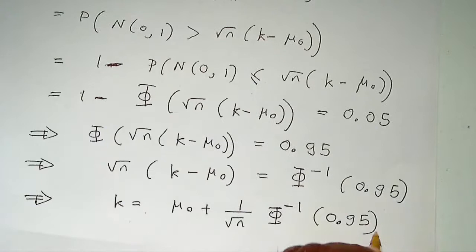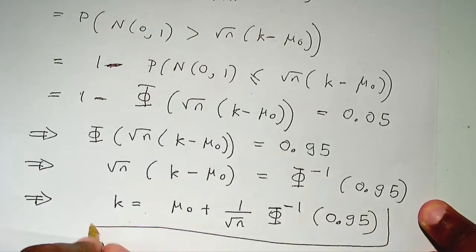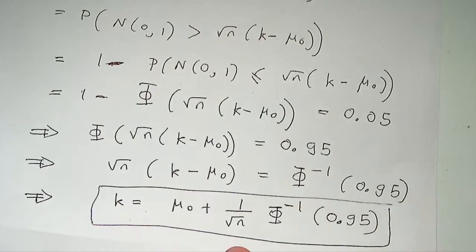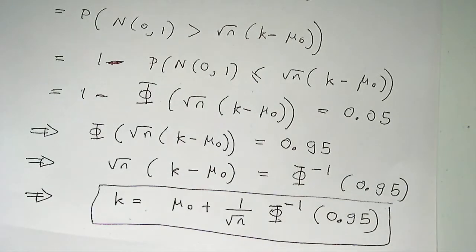So this is the answer to the first part of the question. So this is the value for k. This is the value of k determined by the fact that the probability of type 1 error, or the significance level, is equal to 0.05. You guys with me or not?